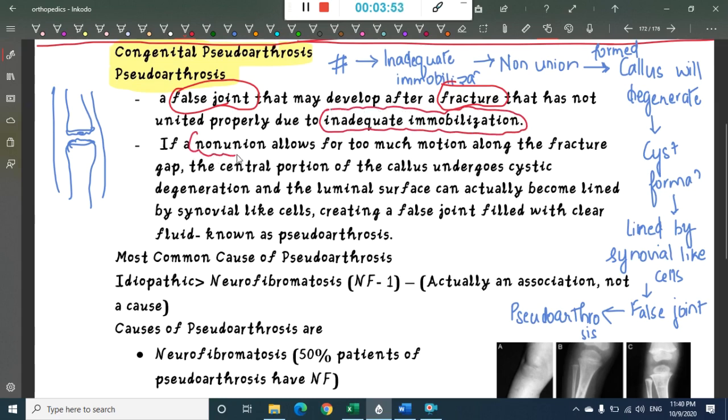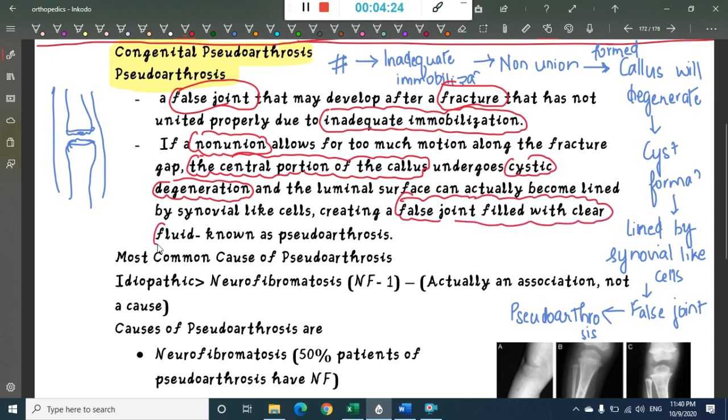If in a non-union there is too much motion along the fracture gap, this leads to the formation of central callus. The central portion of the callus will undergo cystic degeneration, and thus this leads to the formation of a false joint which is filled with clear fluid. This is called pseudoarthrosis. It's simple, right?